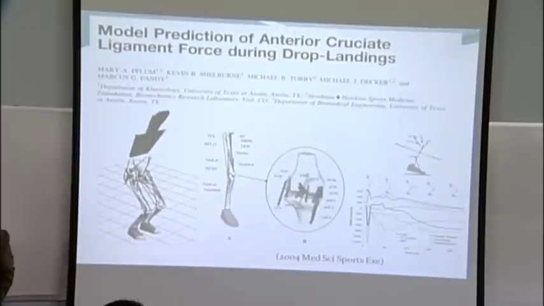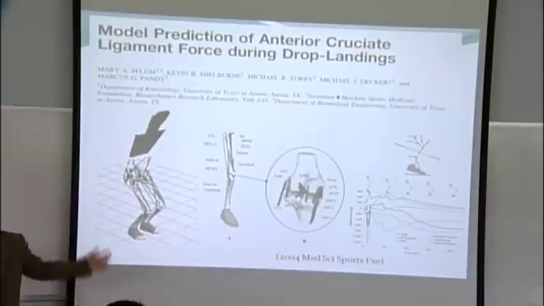And this is the computer simulation model studies. They modeled these ligaments and bones and muscles like this, and they estimated the amount of ACL loading during some kind of task such as drop landing or drop jump.